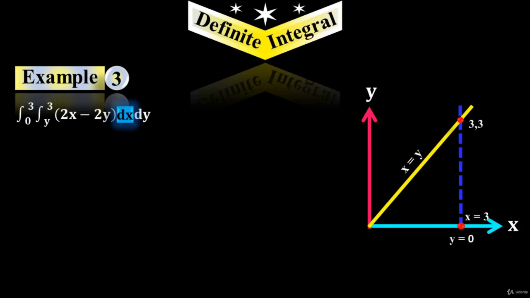Now look at the first integration with respect to x. The value of x equals y and the lower limit is y. It starts from y up to 3, and the upper limit is 3. Since x equals y, the lower limit is y and the upper limit is 3. Now in the second integral sign with respect to y, the value of y starts from 0 up to 3. So the limits are 0 and 3 for y, and that's how we identify the limits graphically.